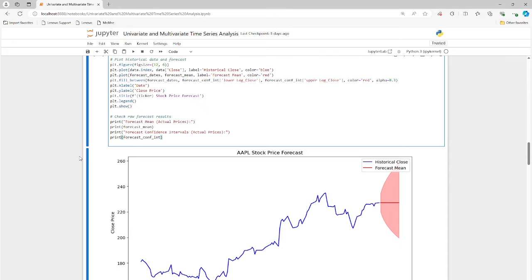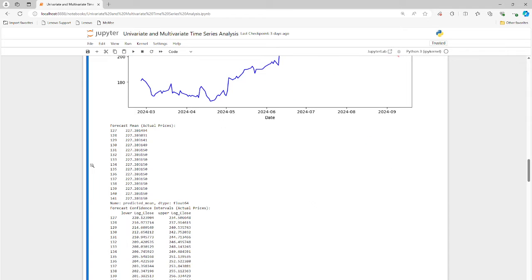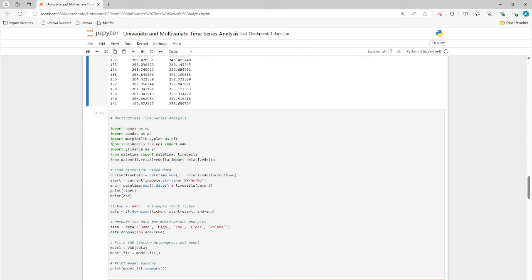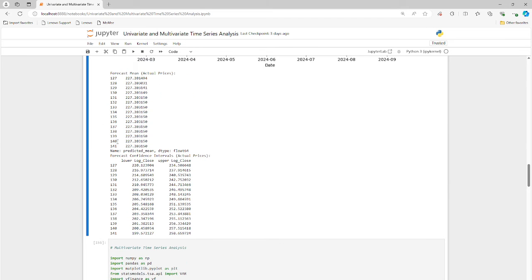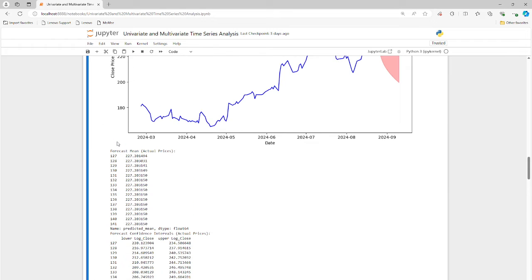Let's go down to another example. I think we are making predictions here. Okay, so whoops, let me go up. Computer's running slow today. So day 127, 128, and so on and so forth, down to day 141, we're predicting around $227. The average forecasted price. Let me go back and see what it was today.